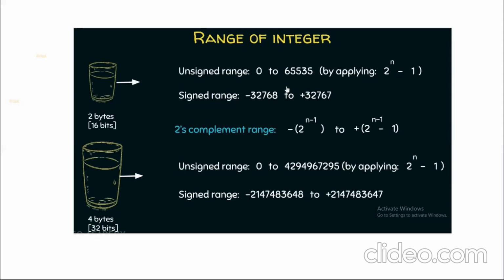This is signed. If it is 32 bits, like 4 bytes of data, the range will differ. You apply that formula. Unsigned range is 0 to 4,294,967,295 by applying that formula. In the same way, you can apply the previous 2's complement formula and you will get the signed range also. You can see this slide, you may understand easily. You need to apply the formulas depending on the machine size, 16 bits or 32 bits, like that.